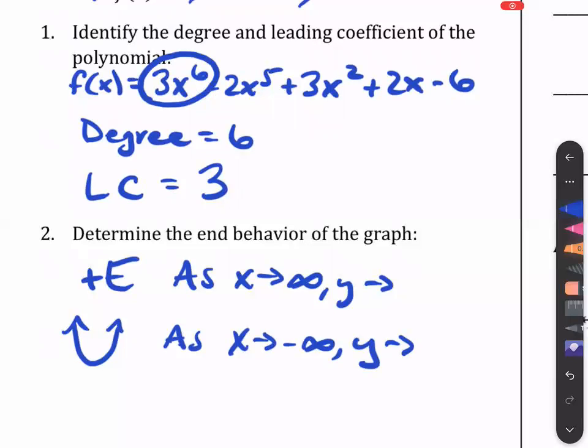Remember, this is just telling you directions. As x goes towards infinity is the right-hand side over here. As we go towards the right, the y value also goes up, so that's going to be positive infinity. For the left-hand side, we are also going up, so that's going to be positive infinity there too. If it was going down, it would be negative infinity. But based on the picture we drew for ourselves, because it's positive even, both of my y values are going up at the ends. As I go right, I go up. As I go left, I go up.